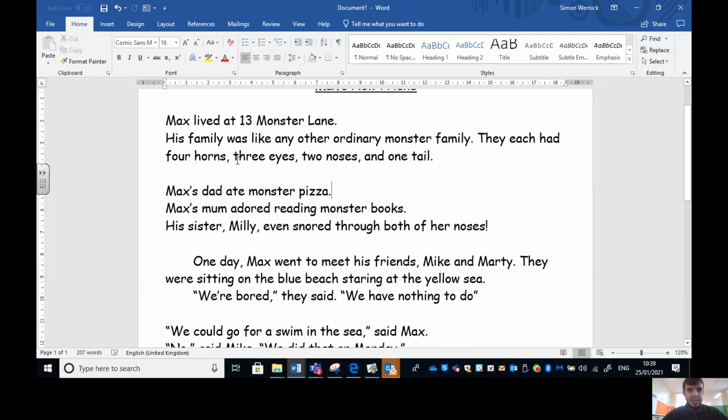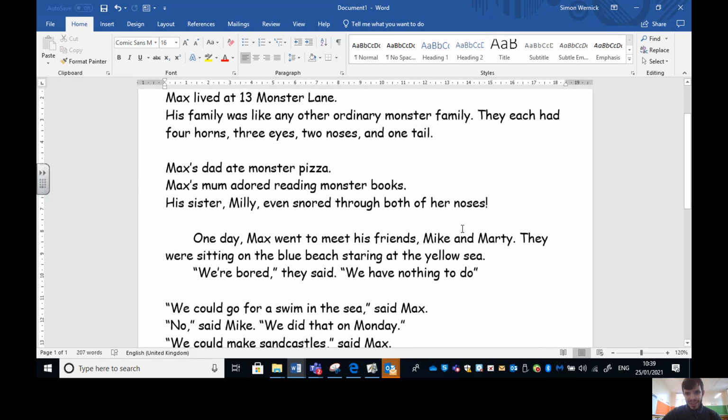Max lived at 13 Monster Lane. His family was like any other Audrey Monster family. They each had four horns, three eyes, two noses, and one tail. That's not about who Max went to meet. Max's dad ate Monster Pizza. Max's mum adored reading Monster books. His sister Millie even snored through both of her noses. Again, that's not about who Max went to meet.